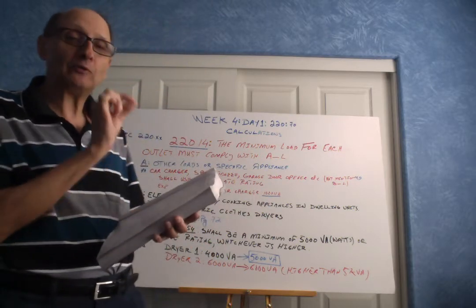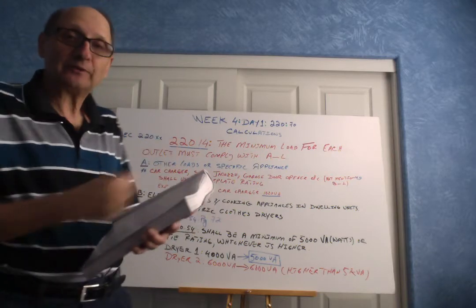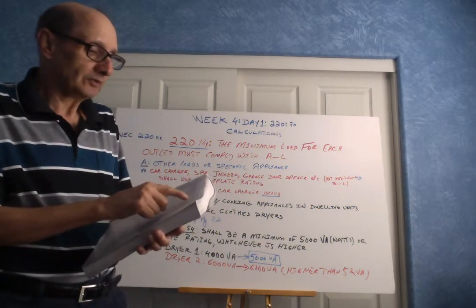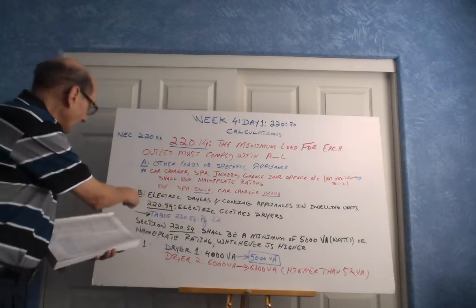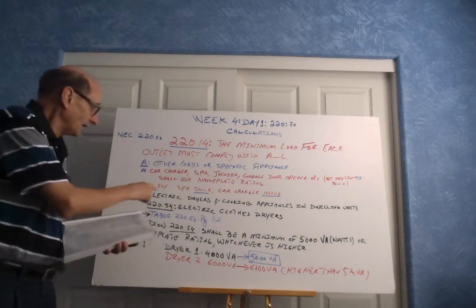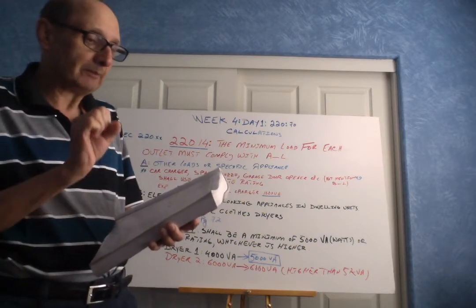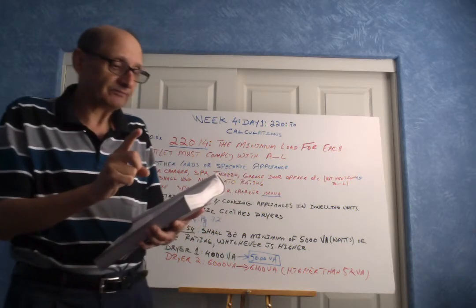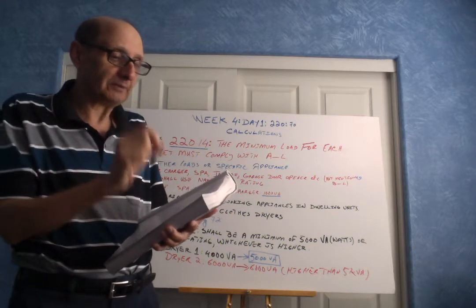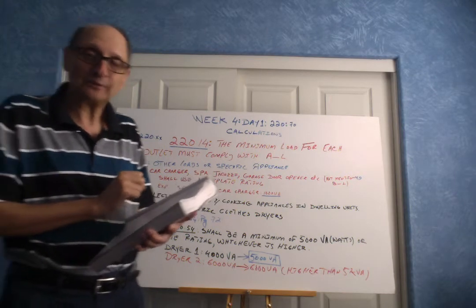Let me read it one more time to you, and I'm going to explain it, and then I'll go back to the board up here. So, item B, section B: electric dryers and electric cooking appliances in dwelling units and household cooking appliances used in instructional programs.